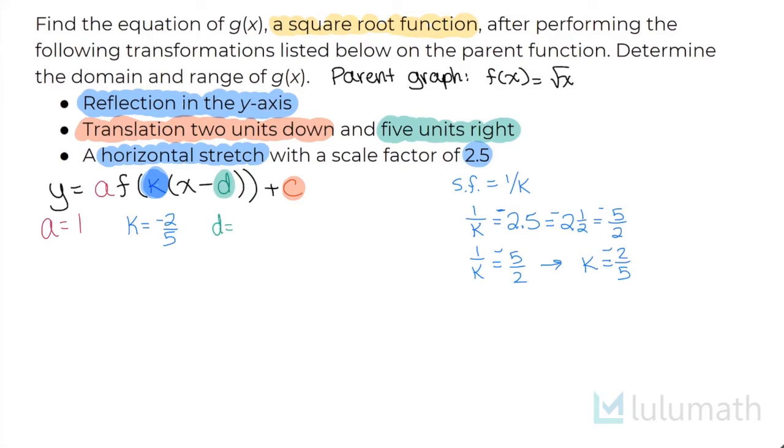For the d value, we look here, we're told that the graph moves 5 units to the right. So d is equal to positive 5. And for the c value, we look here, it's a translation 2 units down. So c is equal to negative 2.